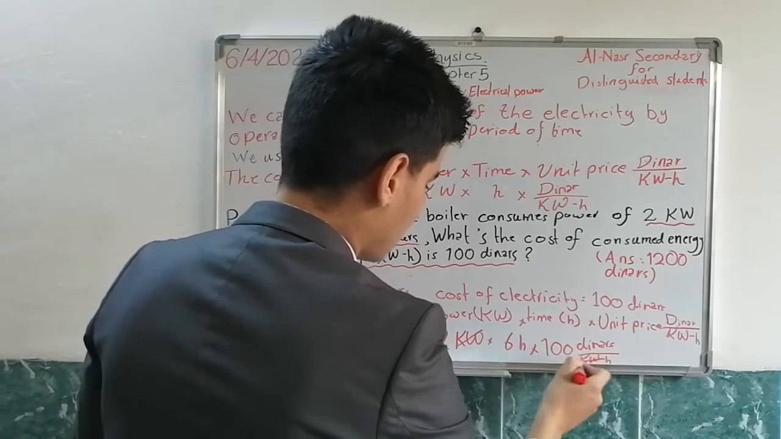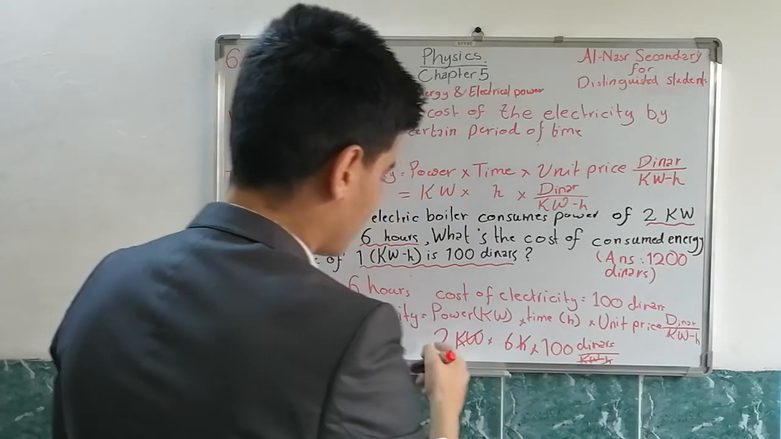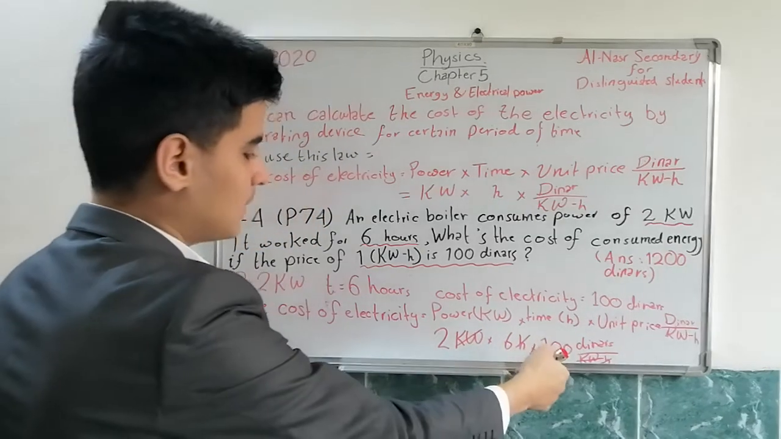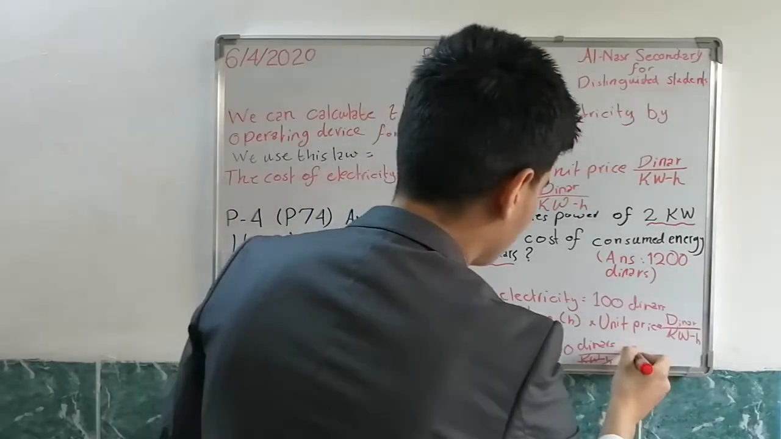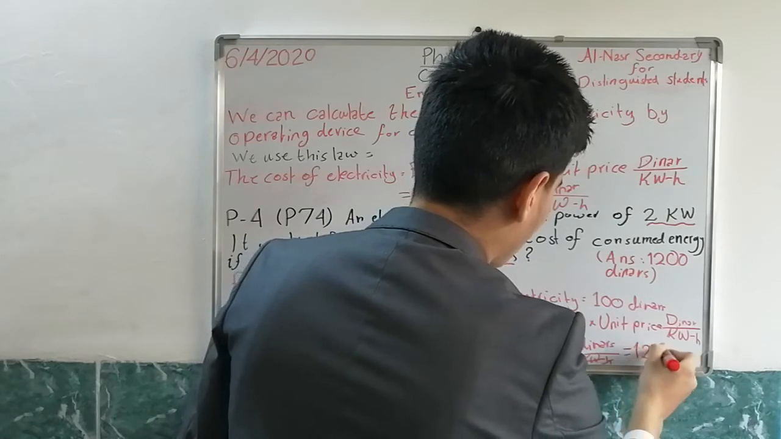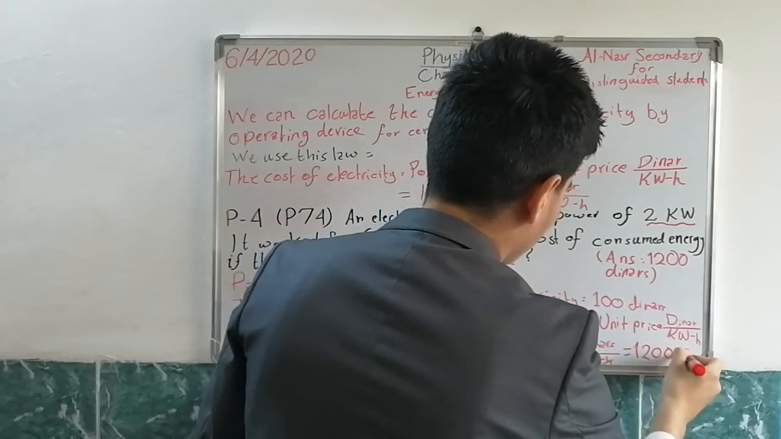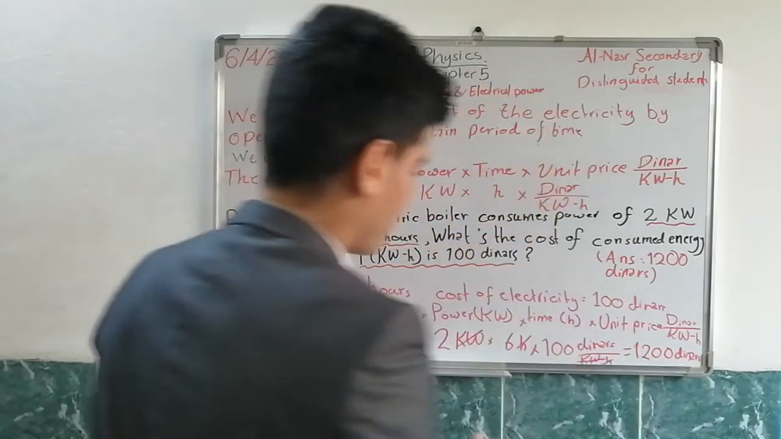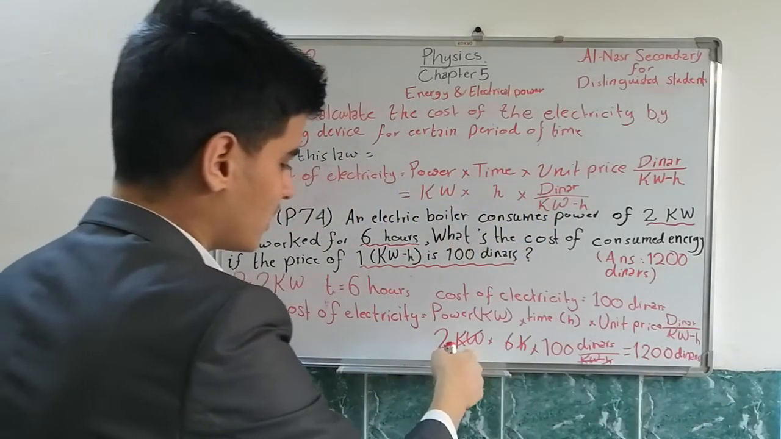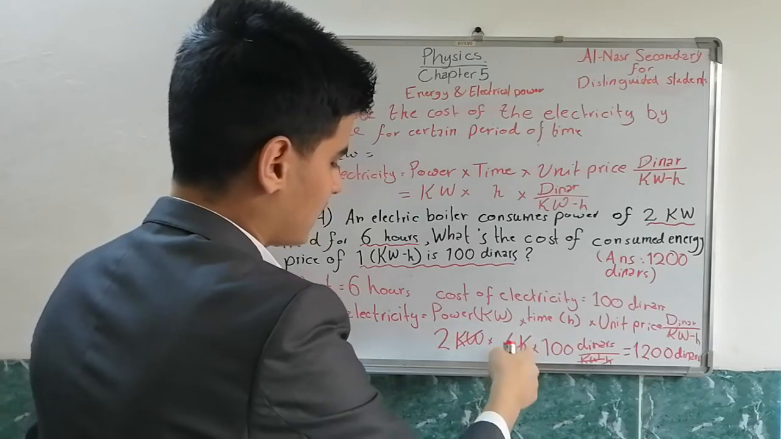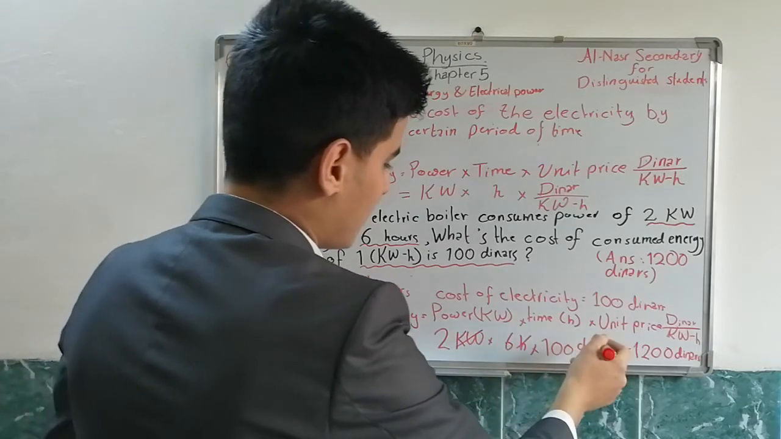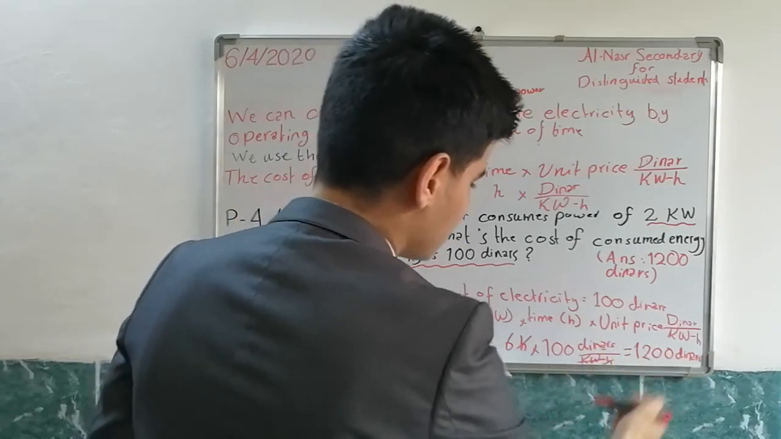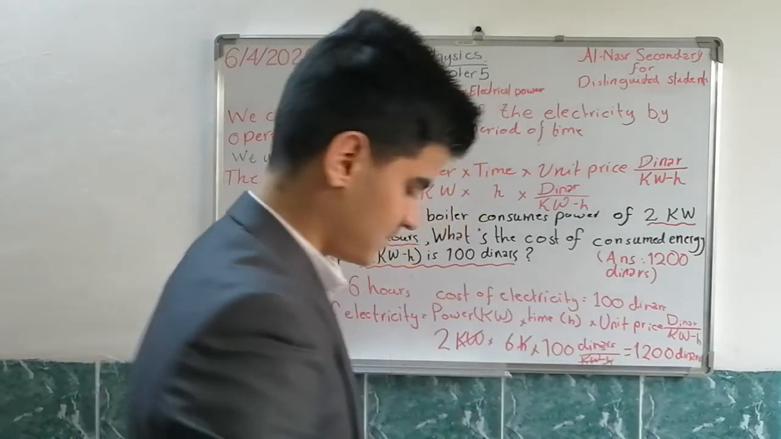Remove kilowatt with kilowatt and hour with hour. 2 times 6 equals 12, multiplied by 100 equals 1200 dinars. So we remove kilowatt with kilowatt and hour with hour. What is left is dinars, so we must write the unit of price.